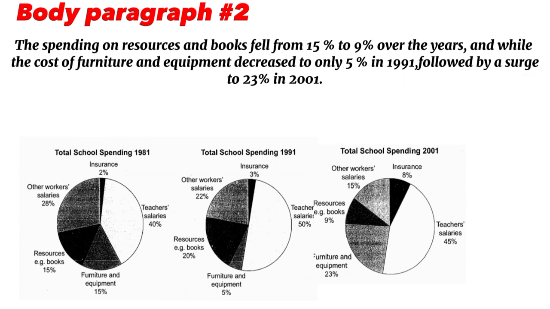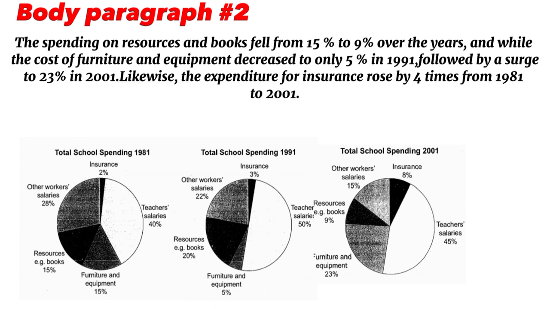Now we're left with the insurance point. We can write, likewise, the expenditure for insurance rose by 4 times from 1981 to 2001. Now instead of writing 2% to 8%, I've written 4 times. That's the same meaning because 2 times 4 is 8. So it's a more advanced way to write and to show the examiner that you possess advanced vocabulary. And we use the word likewise, that means similarly, to show the trend that says followed by a surge to 23%. Here is also a dramatic increase, and we mentioned that insurance also showed a dramatic increase from 2% to 8%.